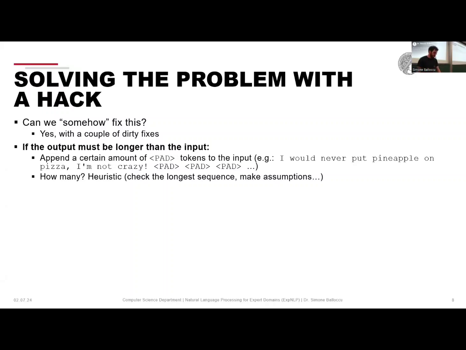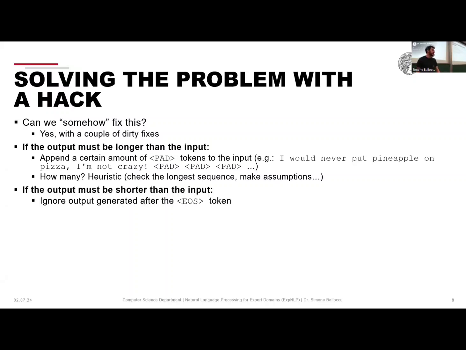The other case, what if I want the output to be shorter than the input? Well, I use the end of sequence token. So let's say I still produce 50 words, but the 10th is the end of sequence. I cut everything, and then I have my output. So in theory, the problem is already solved. So why do we need to think about something else? Can anyone think of some issues?